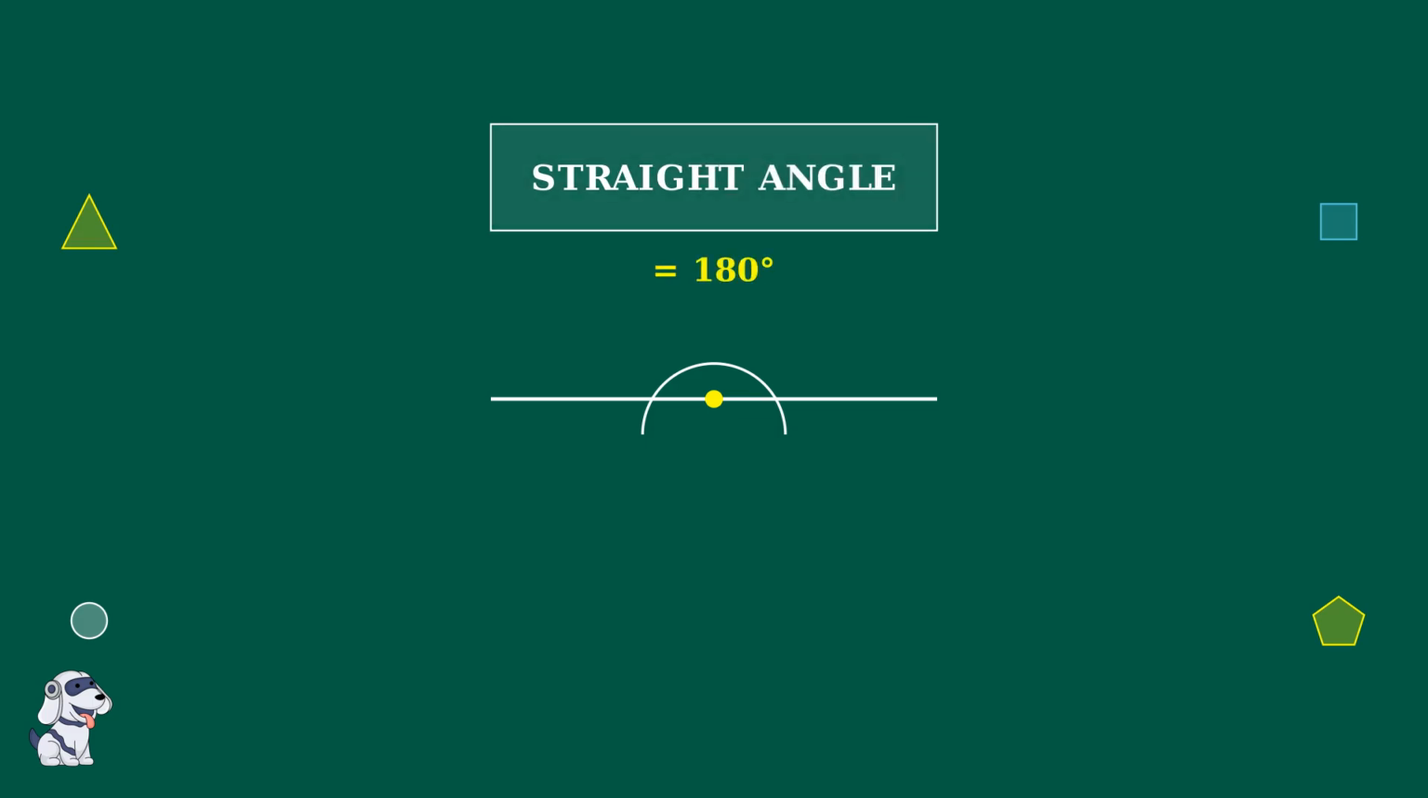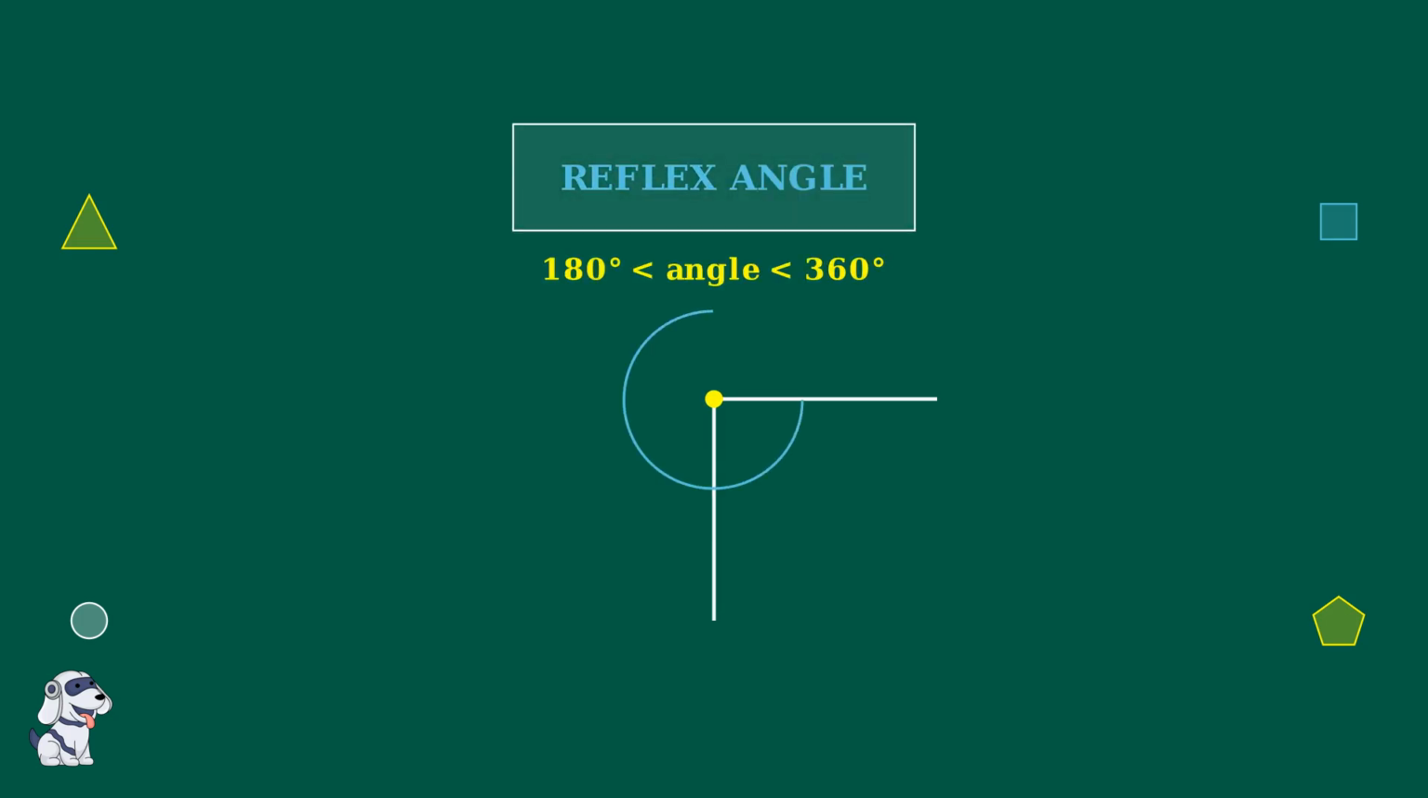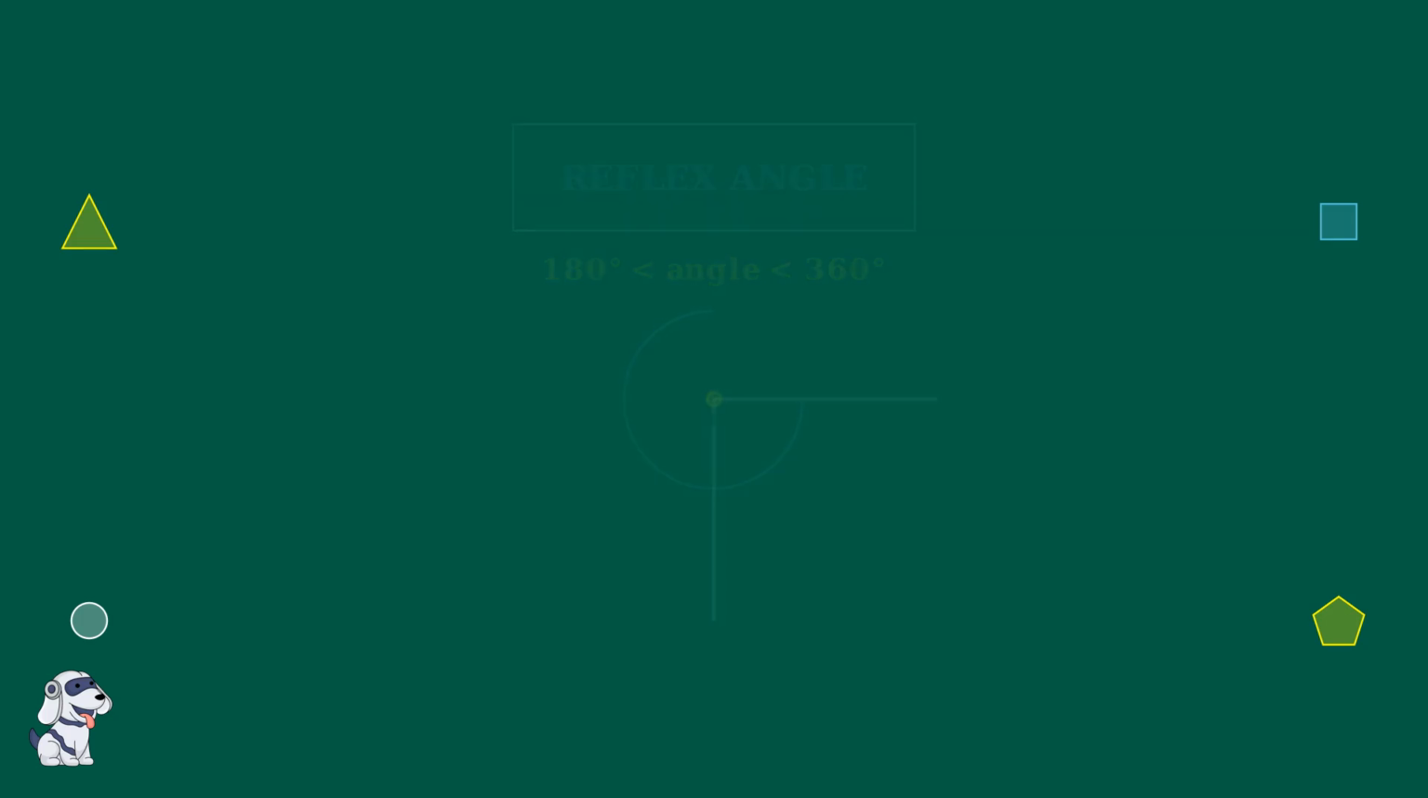A straight angle measures exactly 180 degrees. The two rays form a straight line, pointing in opposite directions. A reflex angle measures more than 180 degrees but less than 360 degrees. It's the larger angle that goes the long way around between two rays.